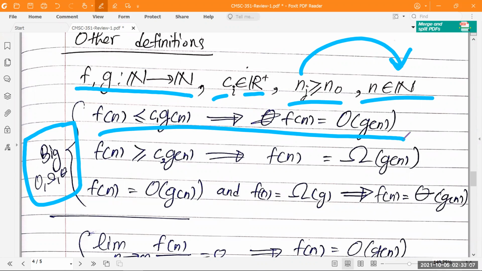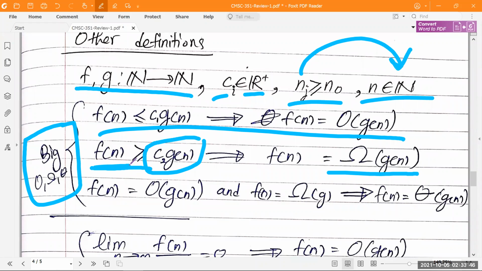So first we talked about big O, big omega and big theta. We know what big O is. Big omega is the same thing, but with the other inequality. When f(n) is larger than or equal to c2 g(n), we say it is big omega of g(n). So c2 g(n) is a lower bound for f(n). This was the upper bound, and this is the lower bound.